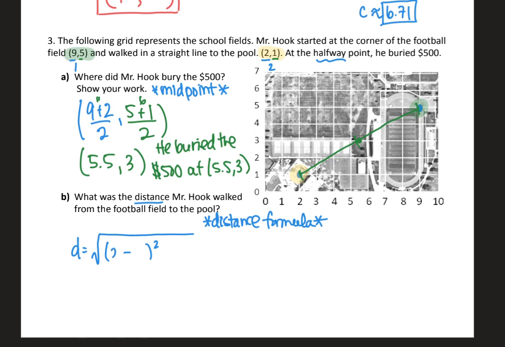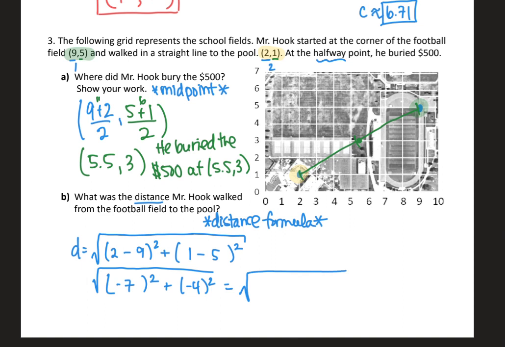So it's going to be (2 minus 9) squared plus (1 minus 5) squared. And then we're going to simplify inside the parentheses. 2 minus 9 is -7. 1 minus 5 is -4. And then we're going to square everything. Remember, when we square things, it's always going to be a positive. So -7 times -7 is 49, and -4 times -4 is 16.